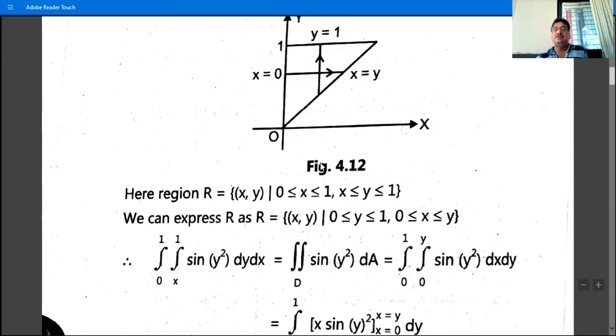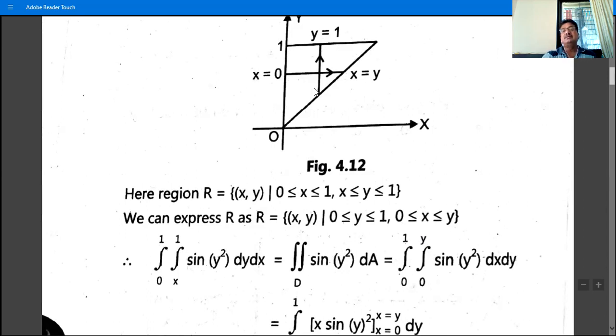How can we write the two values of x? The strip's one end touches the line x is equal to 0. So x is equal to 0 is the lower limit, and x is equal to y is the upper limit, because the other end touches the line x is equal to y. So y is the upper limit of x.